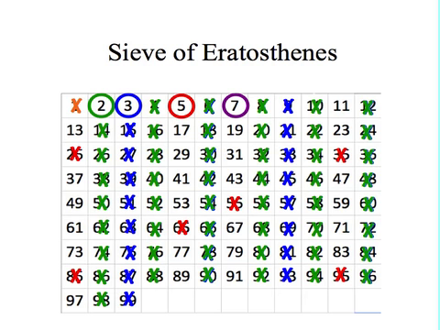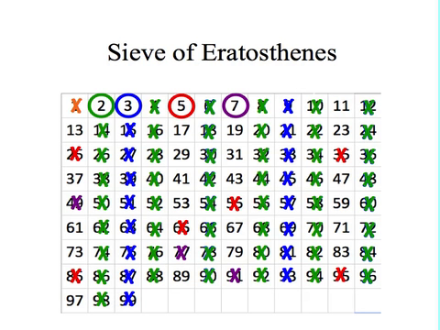Well, many of the sevens have already been taken care of. But we know that 7 times 7 is 49, 7 times 11 is 77, and 7 times 13 is 91. So we found three more numbers divisible by 7 that we crossed out with purple X's. And now we know we can stop.